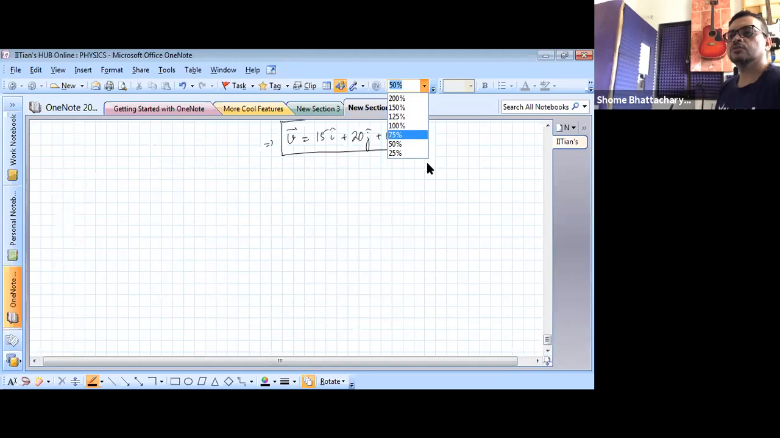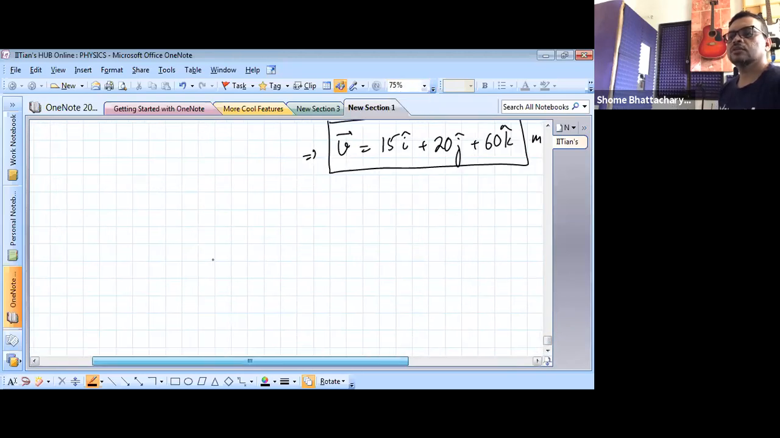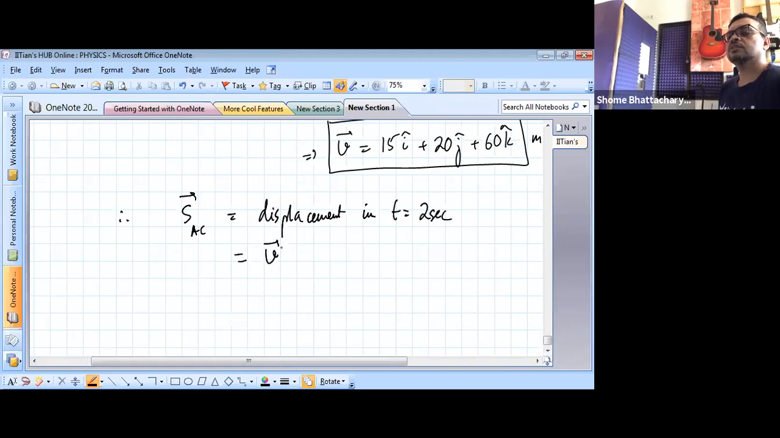So now we know that, therefore, the displacement from A to C is nothing but the displacement in t equal to 2 seconds. Okay, so that is nothing but velocity multiplied by time. So it is nothing but 15 i cap plus 20 j cap plus 60 k cap in meters per second, multiplied by the time of 2 in seconds.